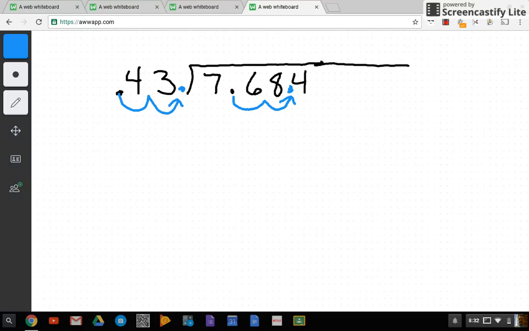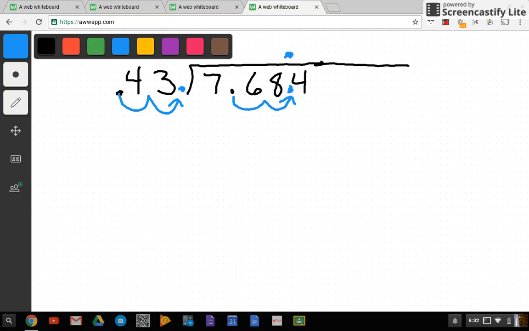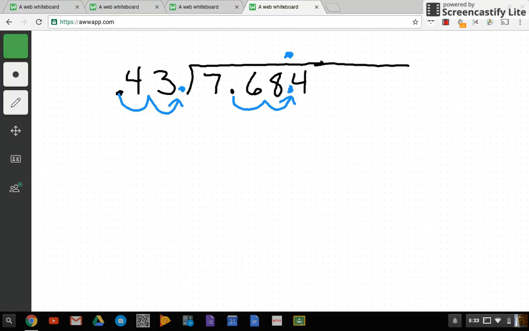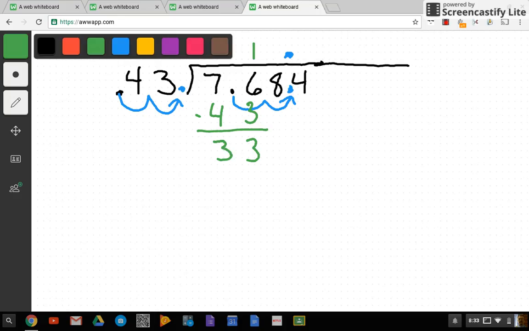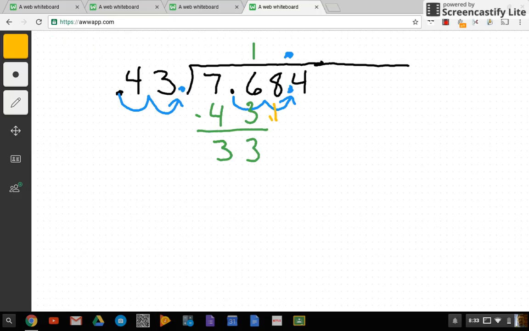Now, since my decimal is in my dividend, I'm going to bring it up there so it'll be in my answer. Now then, everything is set for me to be able to divide this problem. Okay, so 43 into 76. I know if I multiply 43 times 2, it's going to be 80 something, so it's only going to go in one time. Okay, so subtracting there, that is going to give me 33. Now, start the whole process over again, bring down the 8, and here we go.